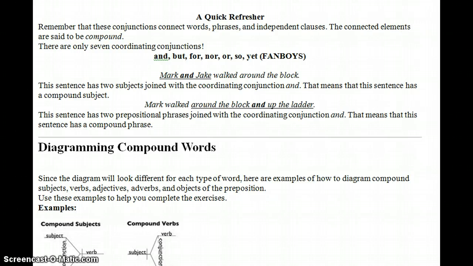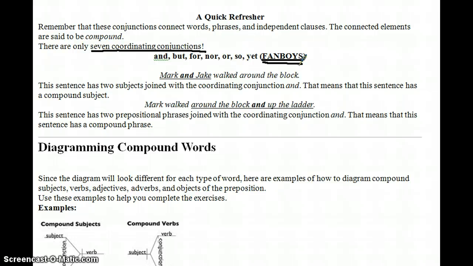Today we're going to talk about diagramming compound words. And compound words are created using the coordinating conjunctions. If you remember back from our videos on parts of speech, there are only 7 coordinating conjunctions. And you can remember them with the acronym FANBOYS. FANBOYS stands for for, and, nor, but, or, yet, and so.